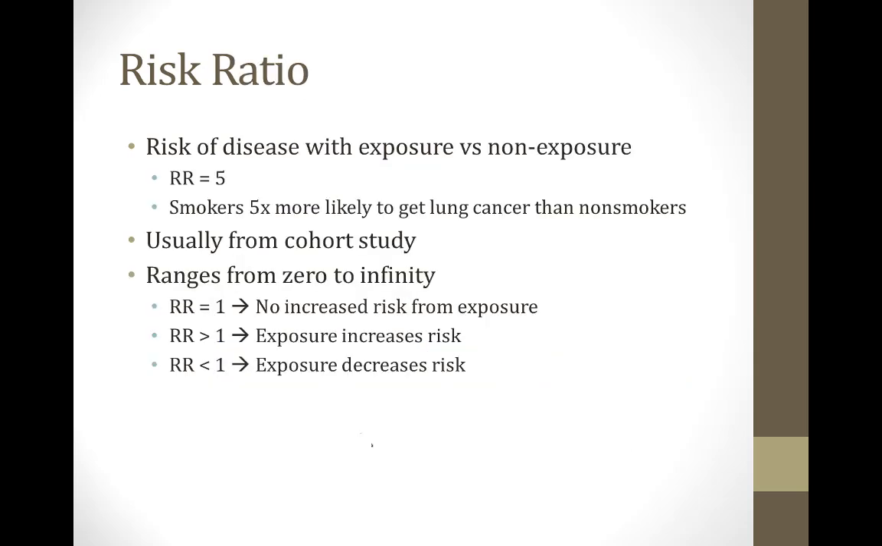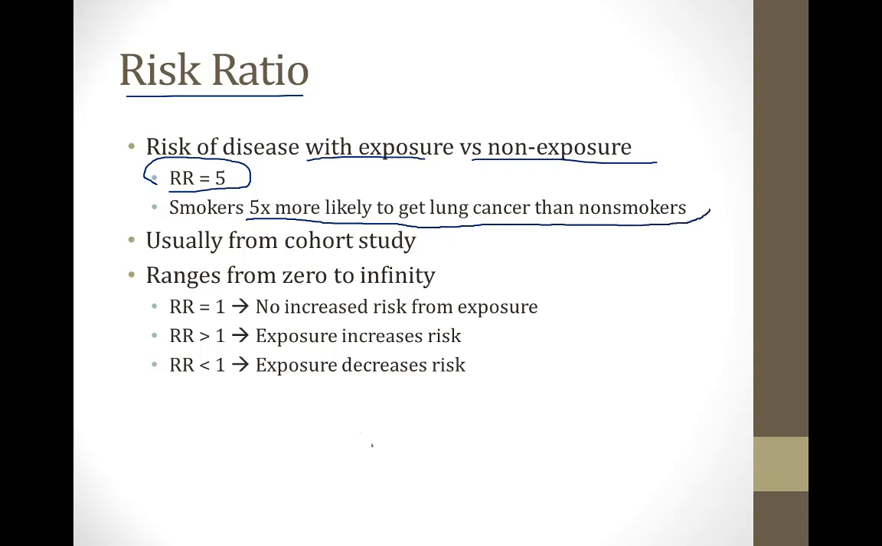Once you know the risk in the exposed and unexposed patients, you can calculate what's called a risk ratio. And to get this, you just divide the two numbers. So this is a risk of disease with exposure divided by the risk of disease with non-exposure. So let's suppose, for example, the risk ratio was 5 for smokers developing lung cancer. This means that smokers are 5 times more likely to get lung cancer than non-smokers, according to our study.